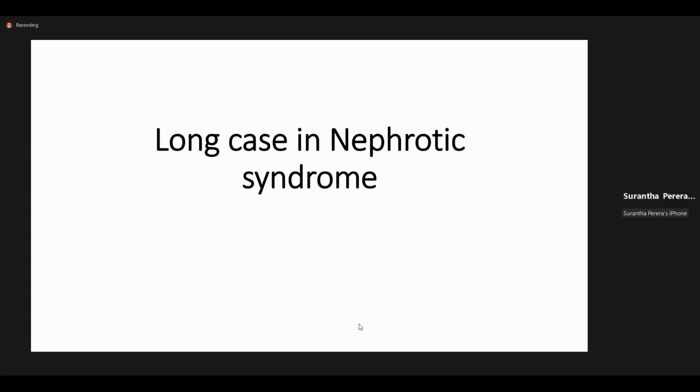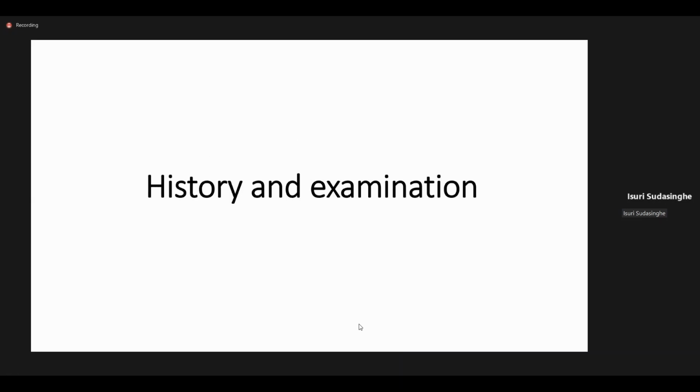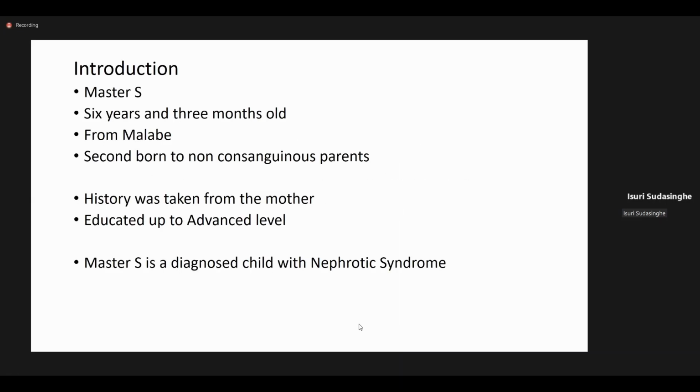Yeah, you may present the case. Okay. Good afternoon, everyone. I'll be presenting a case on nephrotic syndrome. First, I'll go through the history and examination. Master S is a 6 years and 3 months old baby from Malabe, and is the second born child of non-consanguineous healthy parents. This history was taken from the mother, who was educated up to advanced level, and Master S is an already diagnosed child with nephrotic syndrome.